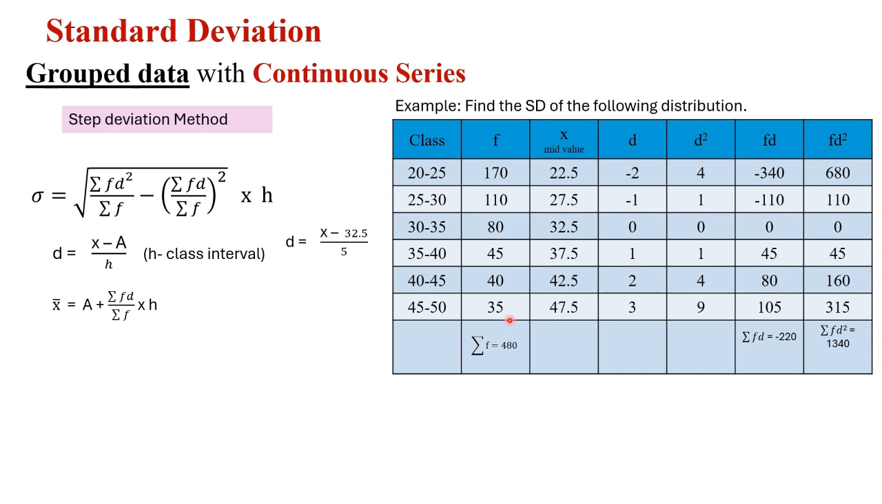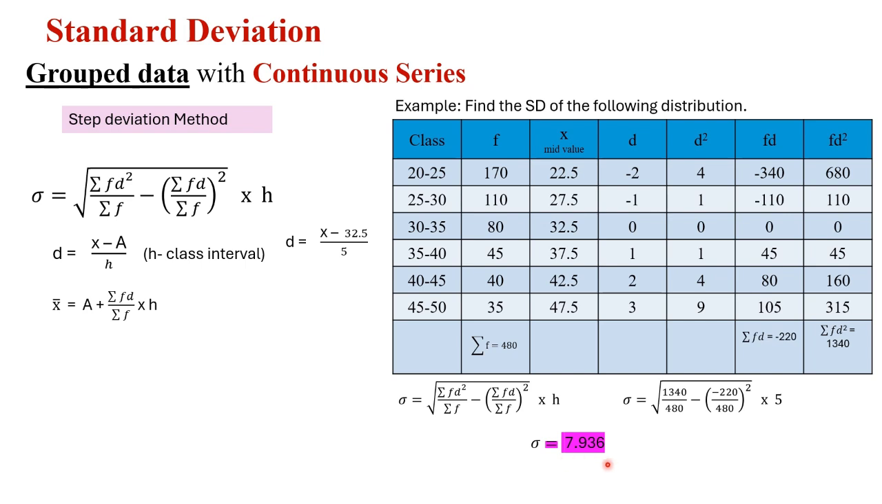Placing the values in the formula for standard deviation: under the root, 1340 by 480 minus 220 by 480, whole square, times h, which is 5. Solving, we get 7.936.